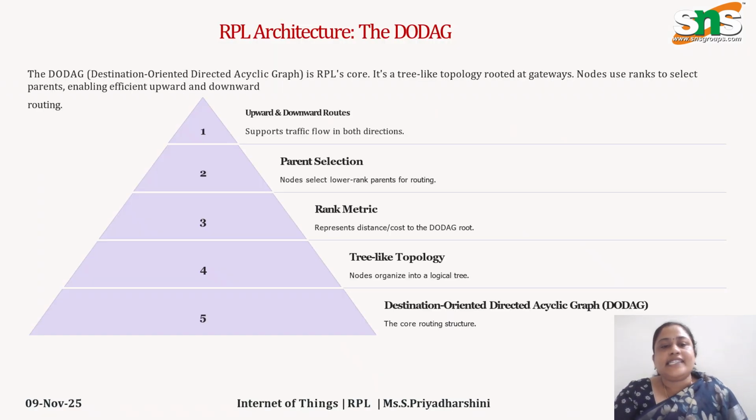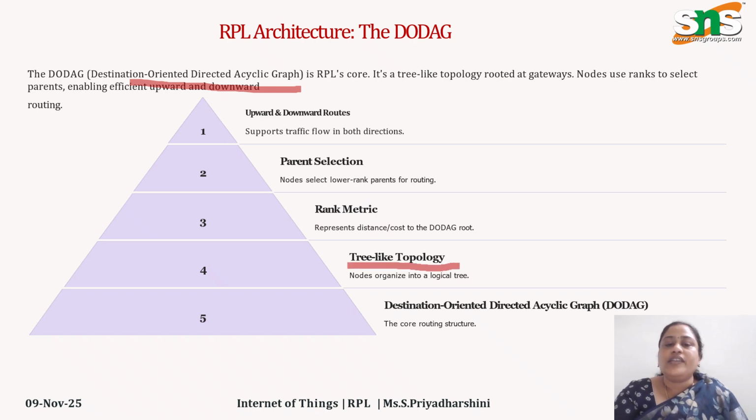Now let's discuss the RPL architecture. When we speak about RPL architecture, the heart of it is the DODAG. What is DODAG? It is the destination oriented directed acyclic graph, which forms the heart of RPL's core. The DODAG is the core routing structure. It forms a tree-like topology.